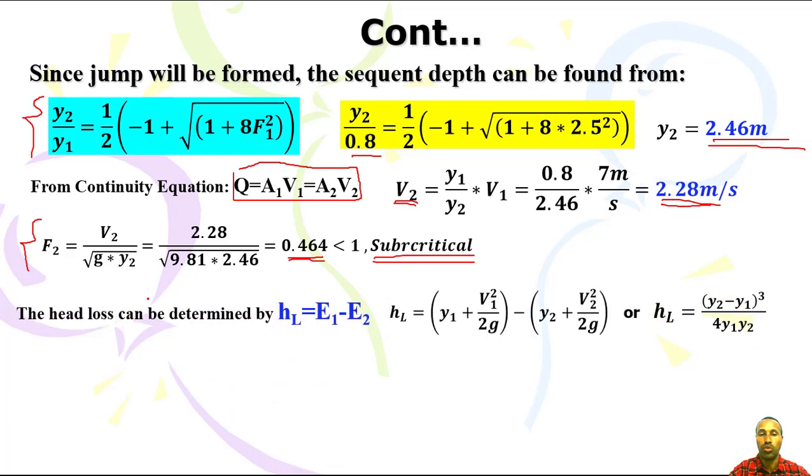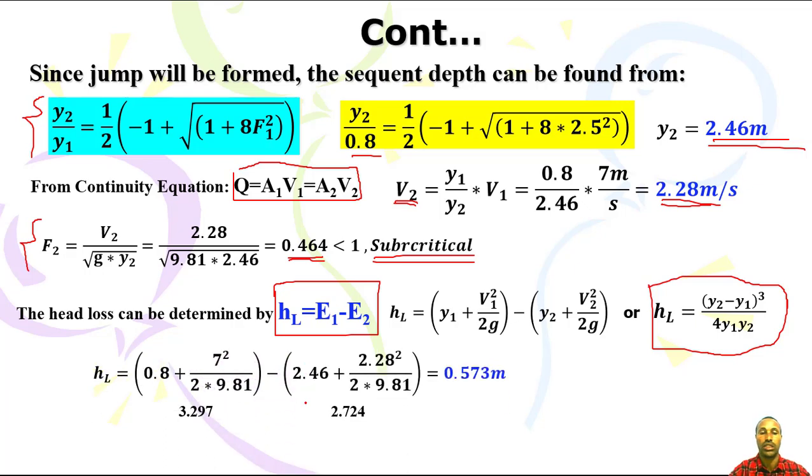So the head loss can be determined now, just E1 minus E2. Using this equation, you can find it. This is a general equation; you can prove it from the energy equation. Then let us calculate. The head loss expression will be 3.297 minus 2.724. If you calculate the difference, this is the head loss dissipated due to the jump.